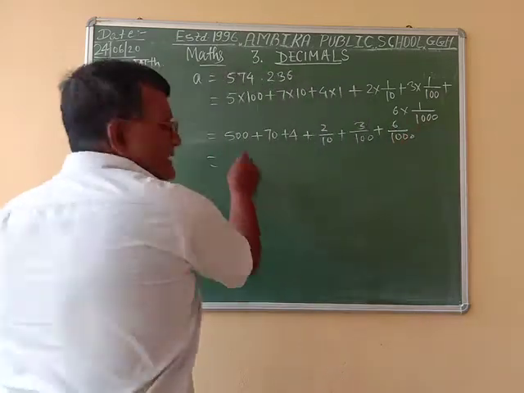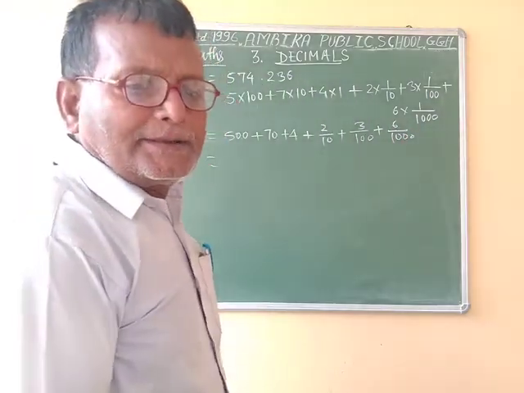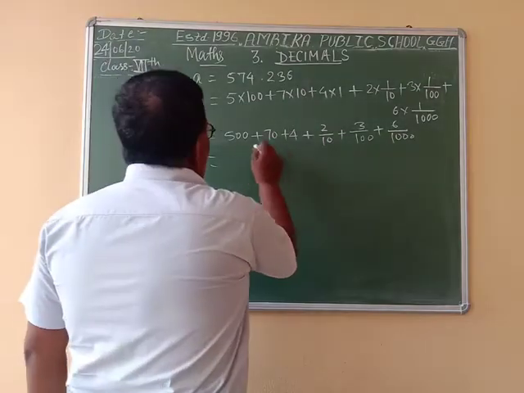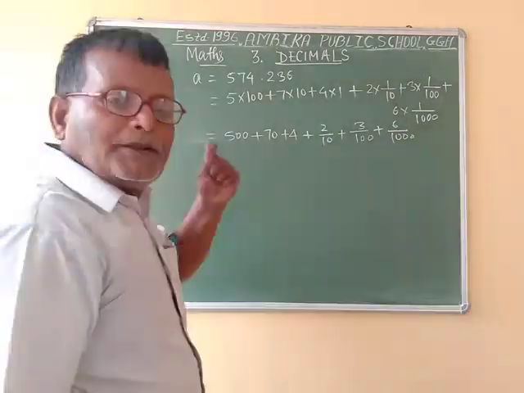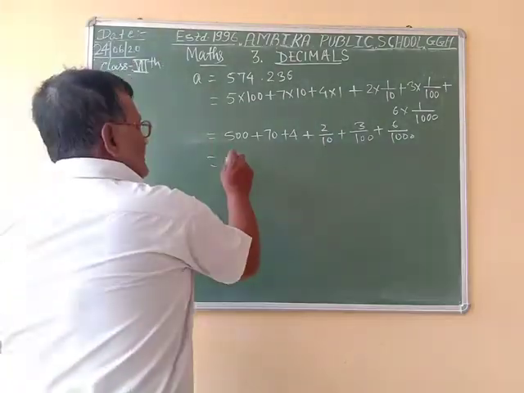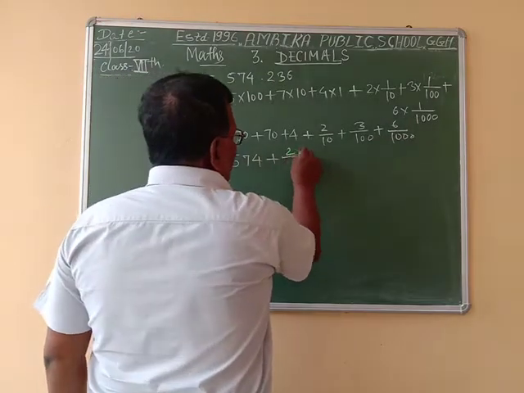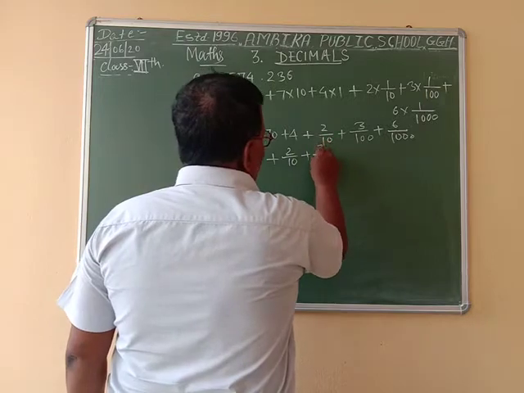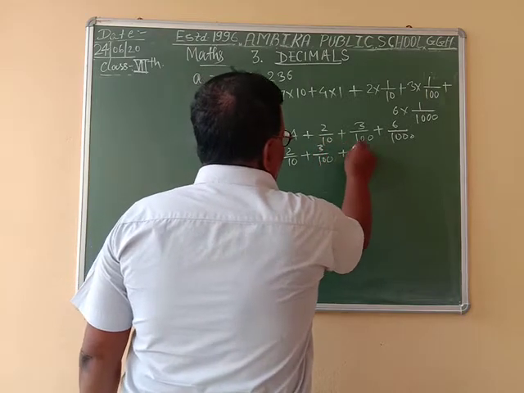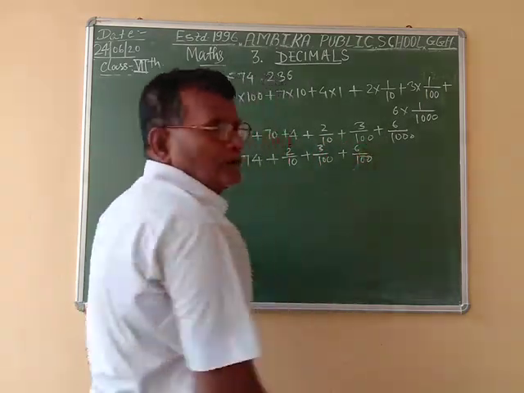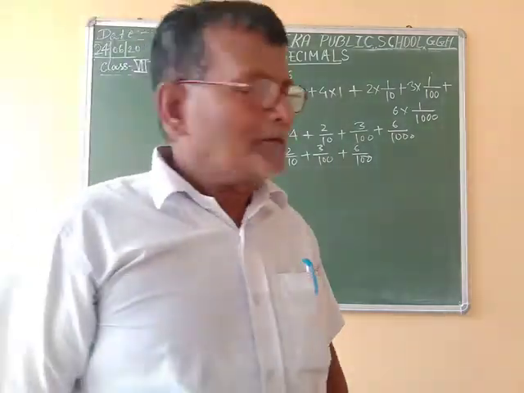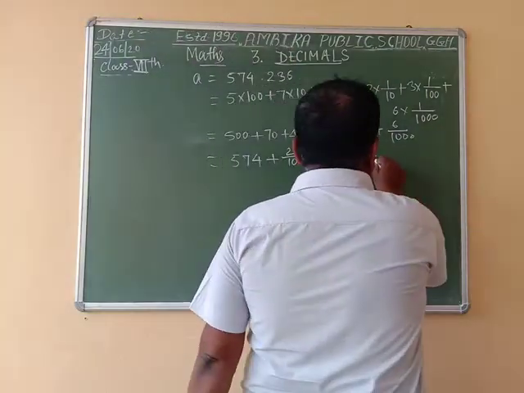Now we expand it as 500 plus 70 plus 4, adding we have 574 plus 2 by 10 plus 3 by 100 plus 6 by 1000. You can write it in expanded form.